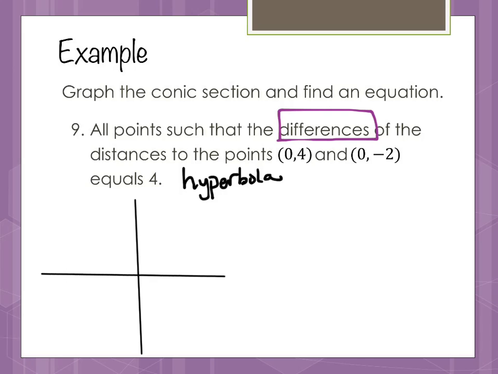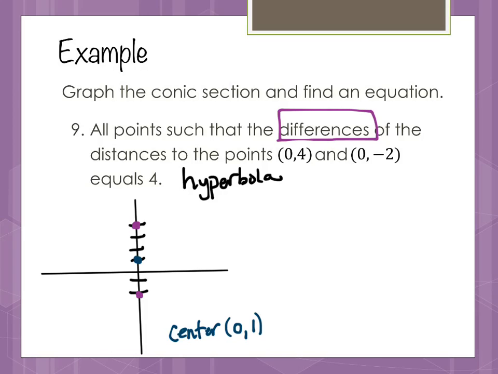We're told that we have 2 points that are our foci. The points are at (0, 4) and at (0, -2). So here's (0, 4), and here's (0, negative 2). Halfway between would be the center, which would be at (0, 1). So our center is at (0, 1), and we can find that very quickly by using the picture to guide us.